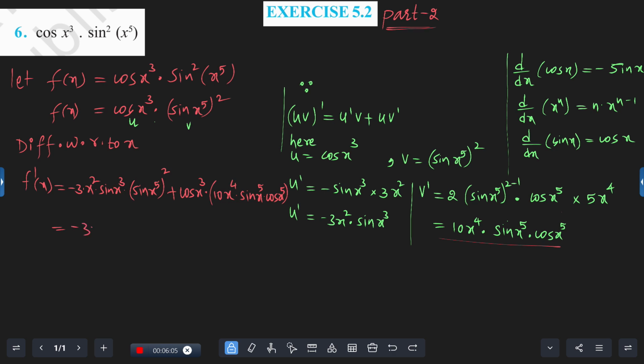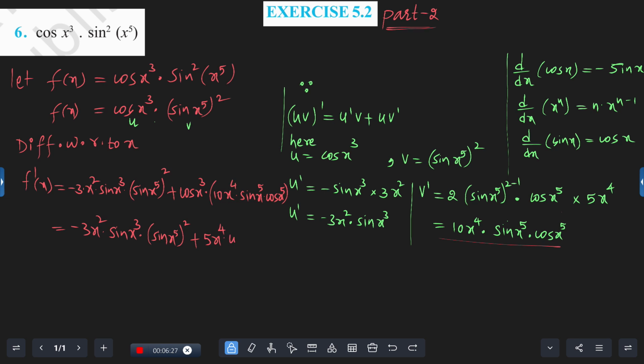So that minus 3x square sine x power 3 into sine x power 5 whole power 2 plus the 5 I will take outside. 5x power 4. From this 10, 5 I took. Then what about the remaining? 2 will be there inside.